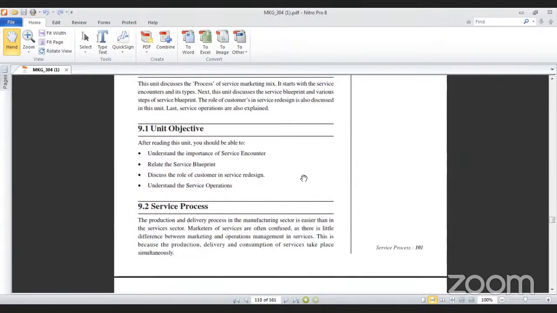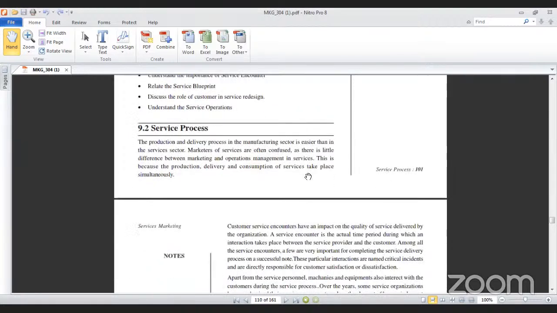In this unit, the main objectives are: first, understanding the importance of service encounter; second, relating the service blueprint; and third, discussing the role of customer in service redesign. Understanding the service operations, service process, the production and delivery process in the manufacturing sector rather than in the service sector.